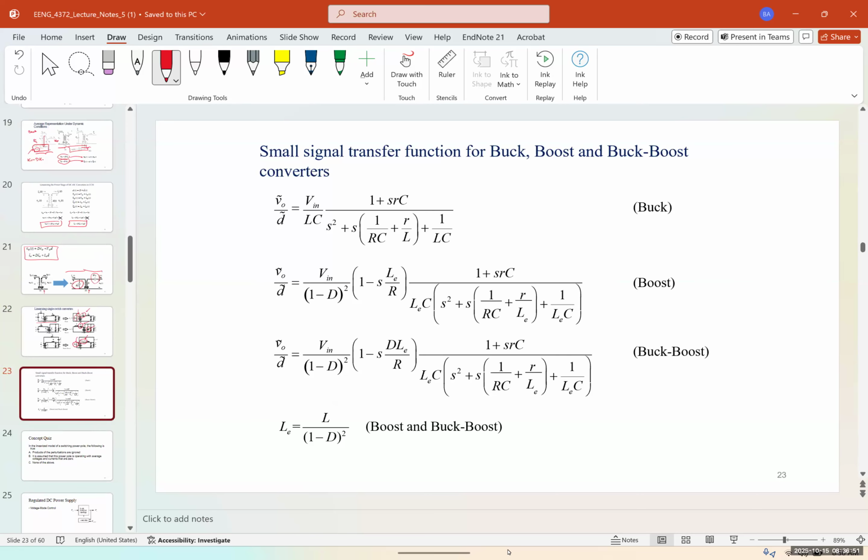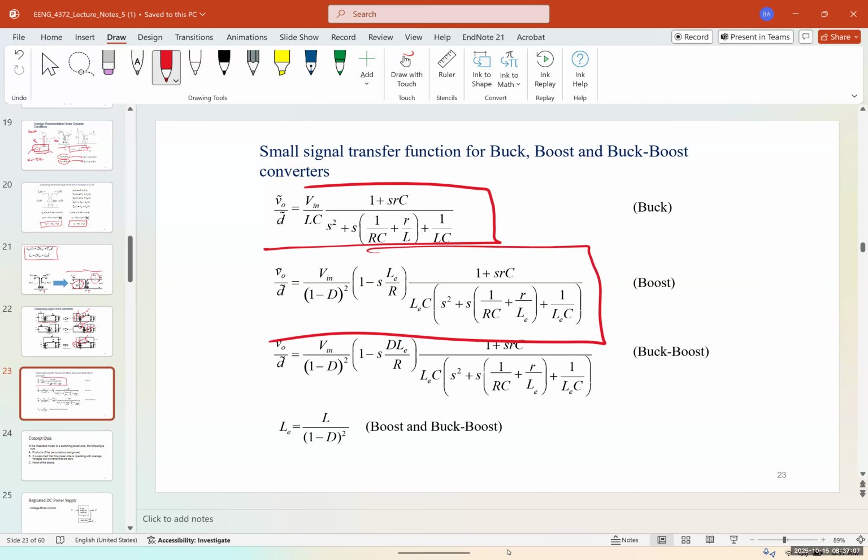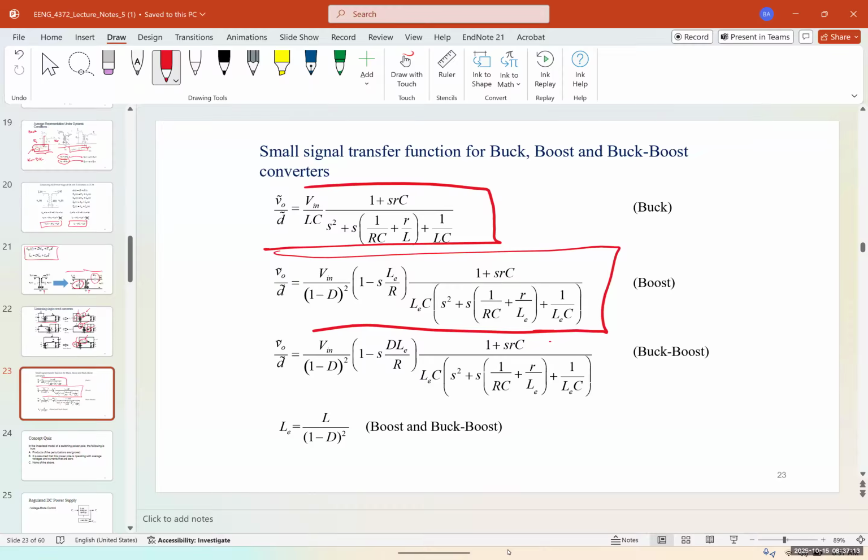Now for the small signal transfer functions for buck, boost and buck boost converters. For a buck converter, the equation is this. The boost converter is the second one. And buck boost, again, you can read faster than I, so I'm not going to even try to read the equations. And a buck boost converter is going to look like that. And Le, which is L over (1 minus D) squared, is the inductance for the boost and buck boost.